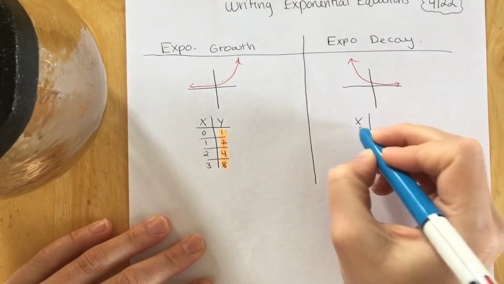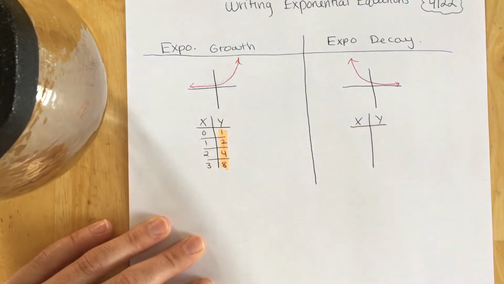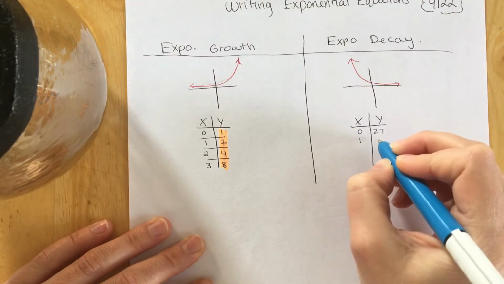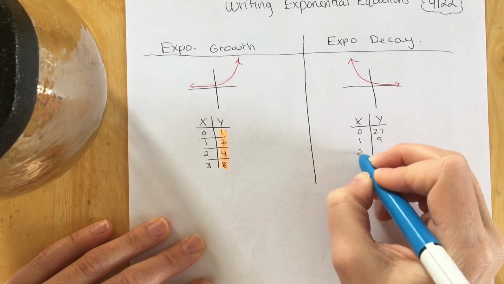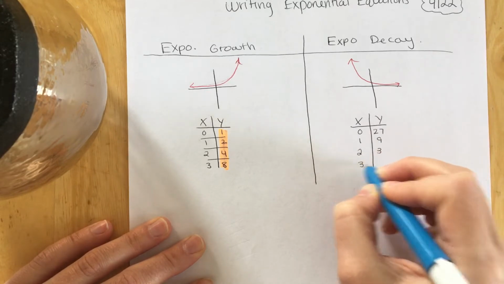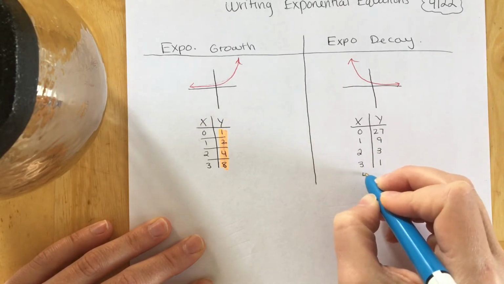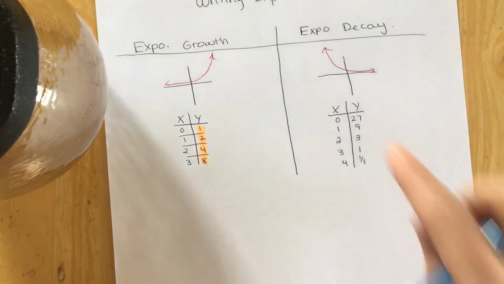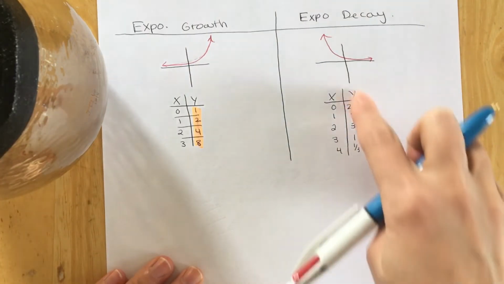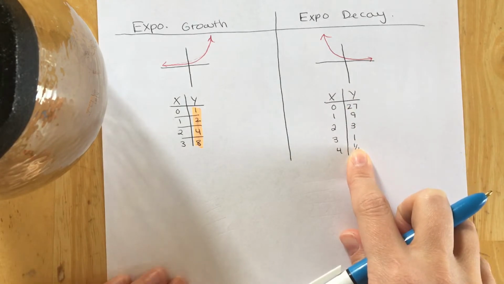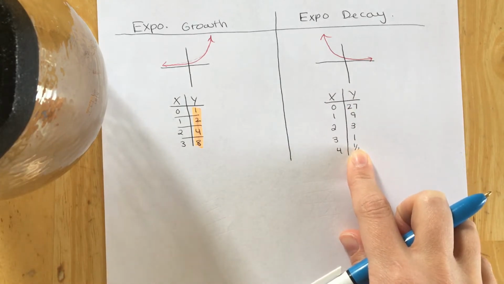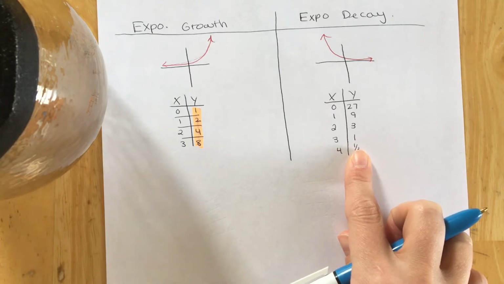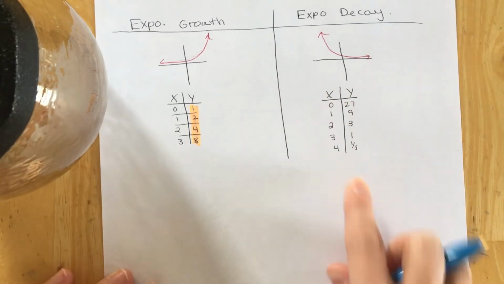In a decay, your numbers are going to get smaller. So let's say I start with 0, 27, 1, 9, 2, 3, 3, 1, 4, 1/3. Notice how these numbers are starting high, going down. So that would show a decay, okay? Something that depreciates or decays is like a car's value, okay? When you buy it and then you wanna sell it 3 years later, the price will go down, okay?